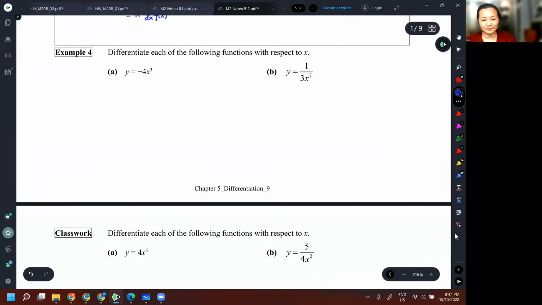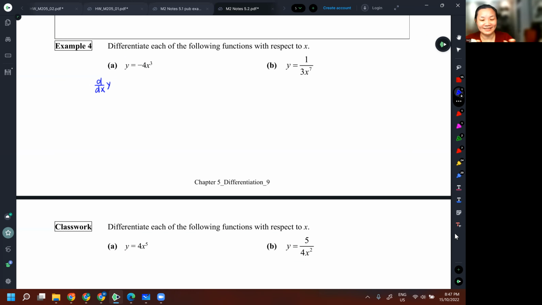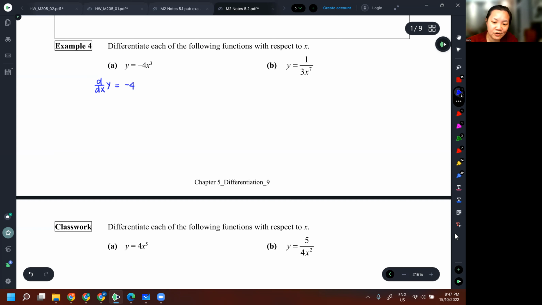Example 4. d/dx of y. I know a lot of you write dy/dx, but it's also correct to write d/dx of y. It means the same thing. That is equal to negative 4 d/dx of x cubed. So negative 4, and then for this one I use the power rule. It's 3x squared, and then the answer is negative 12x squared.